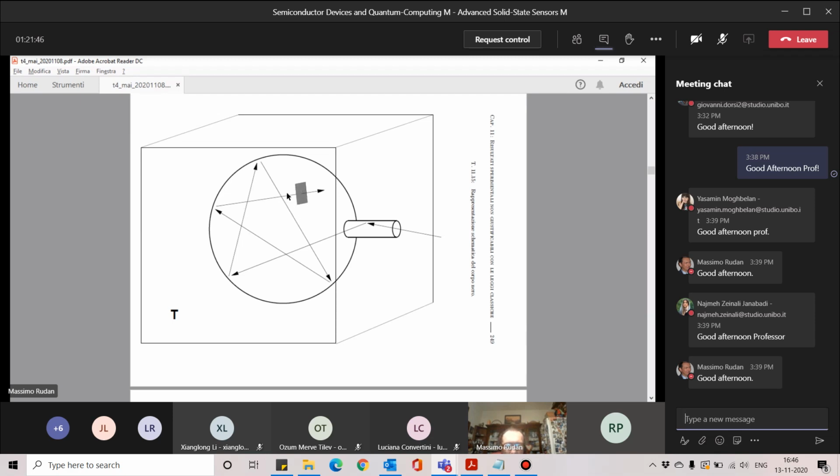This thermometer will always show the temperature T because the thermometer will be subjected to the radiation field, okay? So it will also go into equilibrium with the radiation field. And it is shown that the temperature shown by the thermometer does not depend on the position of the thermometer inside the cavity and does not depend on the orientation in space of the thermometer inside the cavity. Okay.